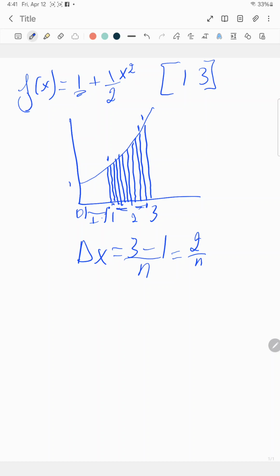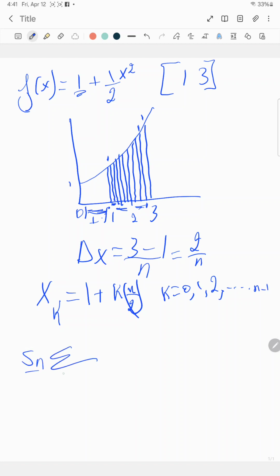So if I want x of k, it will be equal to 1, which is that 1, plus k times 2 over n. For the first one here, k can be equal to 0, 1, 2, till n minus 1, because those are my boundaries that I'm going to set for the lower boundary. It is for k equals 0 to n minus 1.